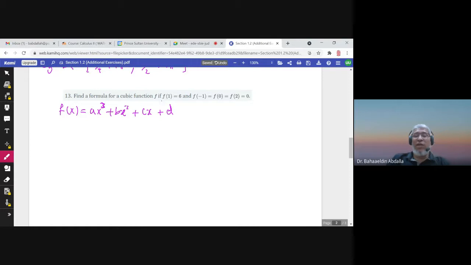If f of 1 is 6, this is one piece of information, which means that this function passes through the point (1, 6). If -1, 0, and 2 are zeros, okay, so I have points (-1, 0), (0, 0), and (2, 0). What are these three points? In fact, these are the x-intercepts. If you sketch, this is (-1, 0), this is (0, 0), this is (2, 0). So these are the three x-intercepts. They make the function 0.